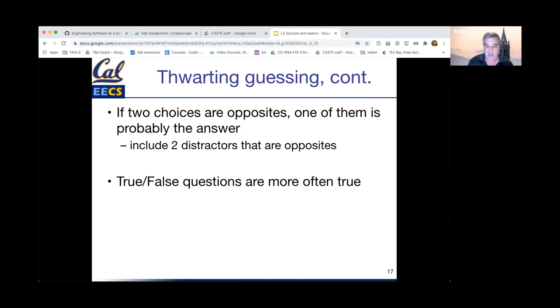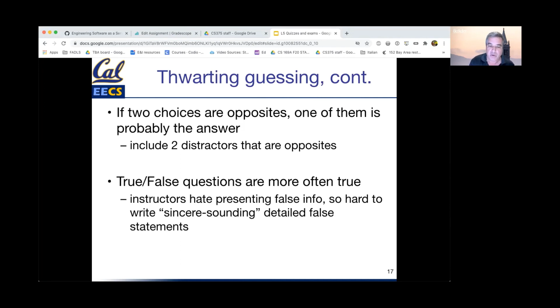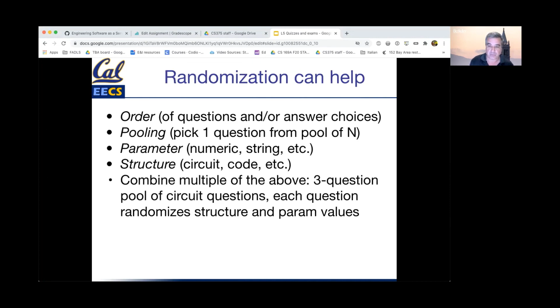True-false questions tend to more often be true. That's partially, I think, because as instructors, we don't like to write down things that are false and put that in front of the students. It sort of makes us feel dirty or something. And it's hard to write sincere-sounding false statements without feeling like we're selling out or something. So just don't use them. Or use both forms of a question: ask the question in a true form or in a false form and have different distractors. Or just avoid true-false questions entirely.